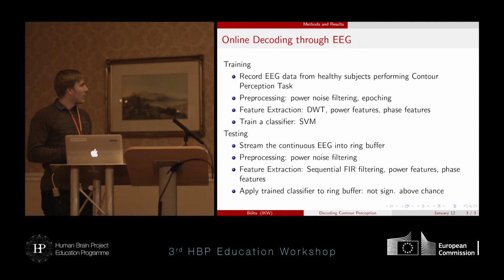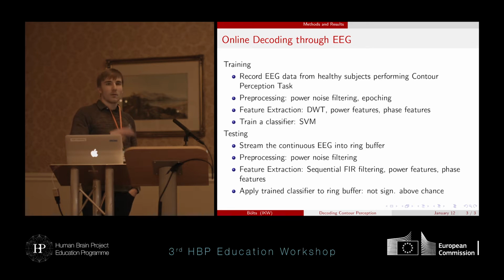And then I did some feature extraction. I used discrete wavelet transform to do bandpass filtering in different frequency bands. And then I extracted power features and phase features from that. And those features were used to train a support vector machine classifier that takes a certain epoch from the EEG data and extracts features, and then predicts whether this part of EEG data was in fact a time point where the subject perceived this contour or not.